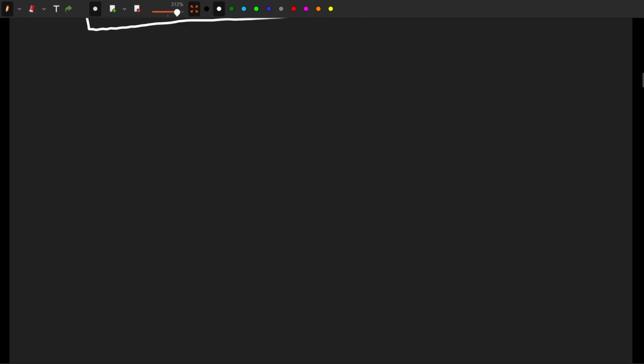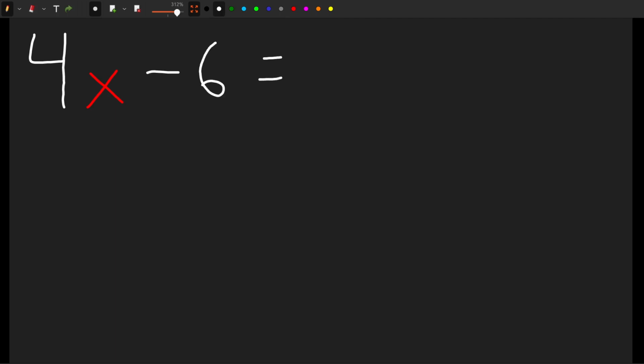What that means is you now need to plug in 4 into the original problem we had. So I'm going to rewrite the original problem we had, which is 4x minus 6 is now equal to negative 4x plus 30 minus 1x.